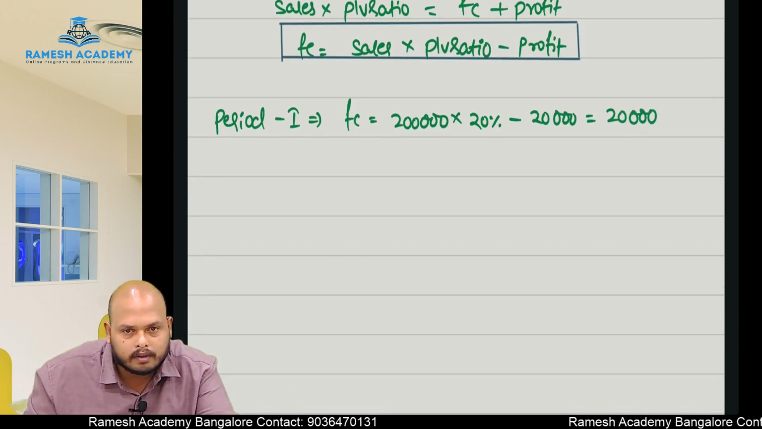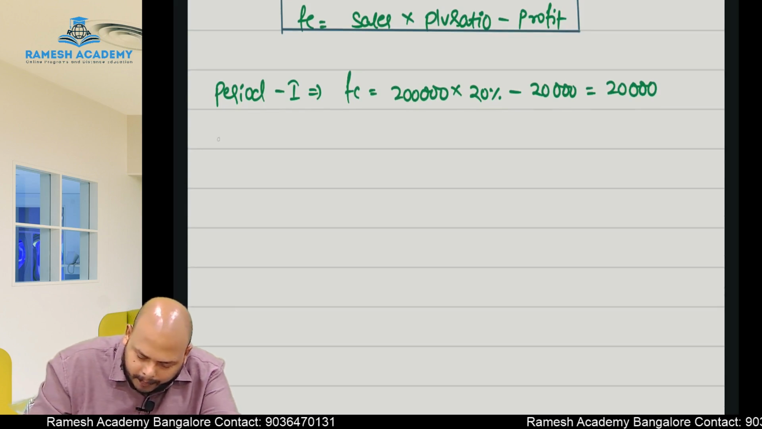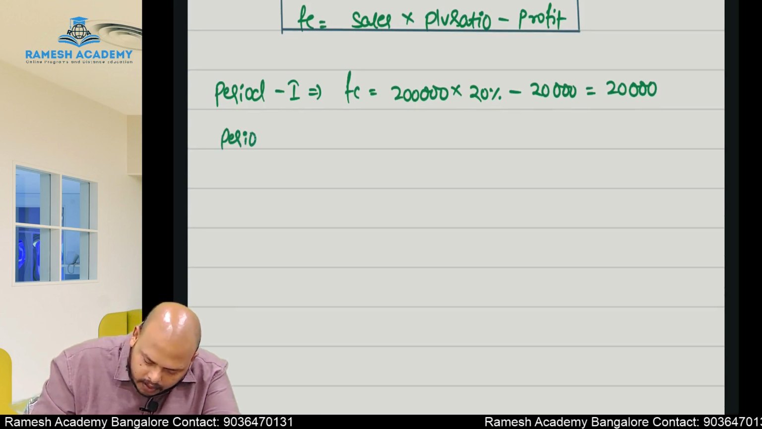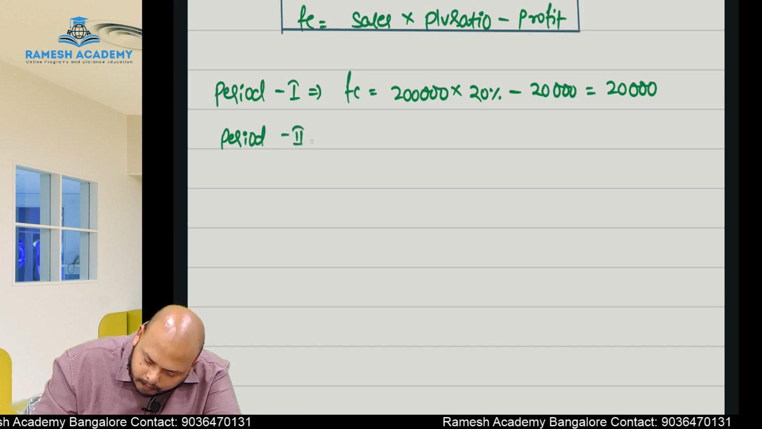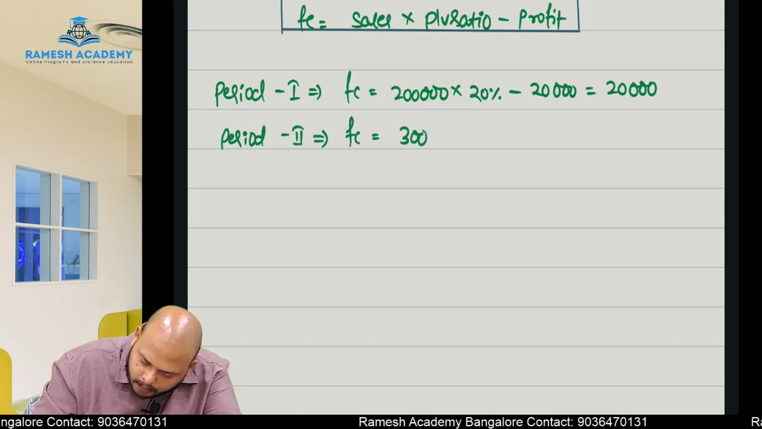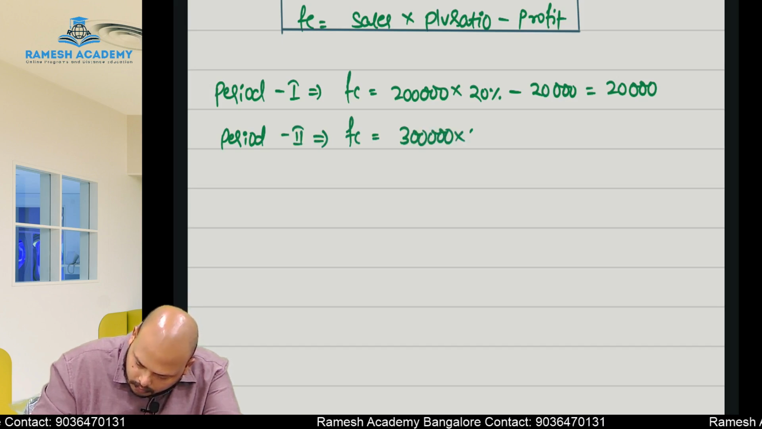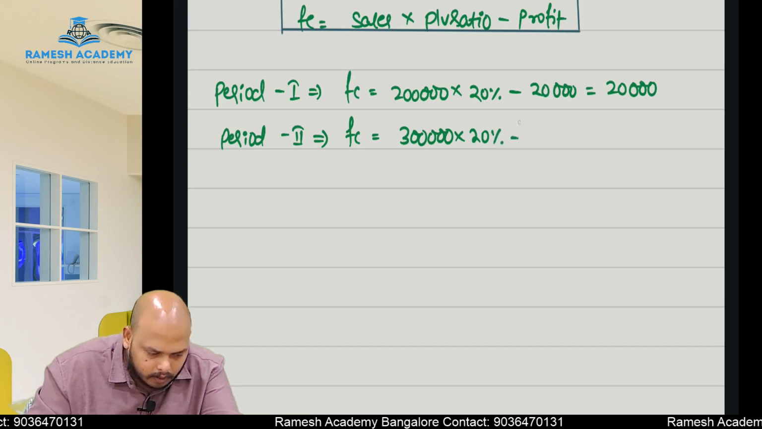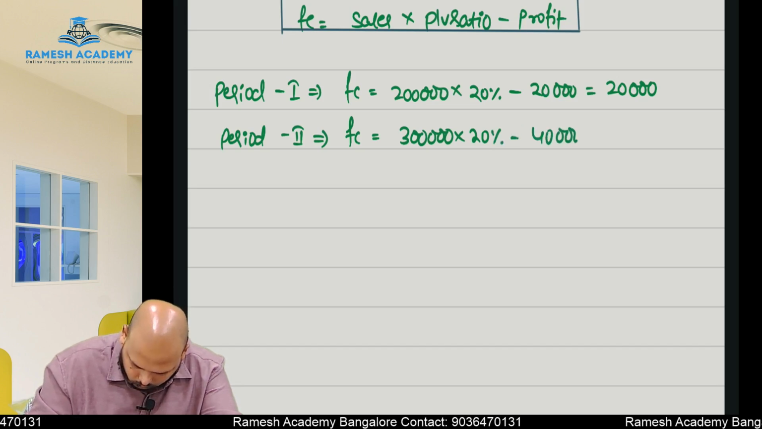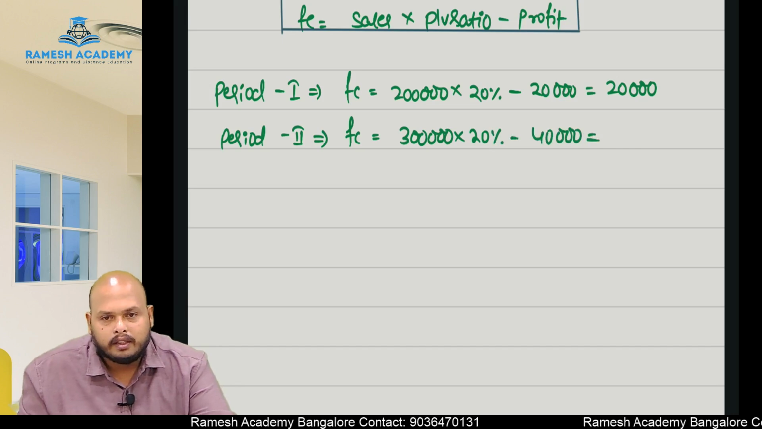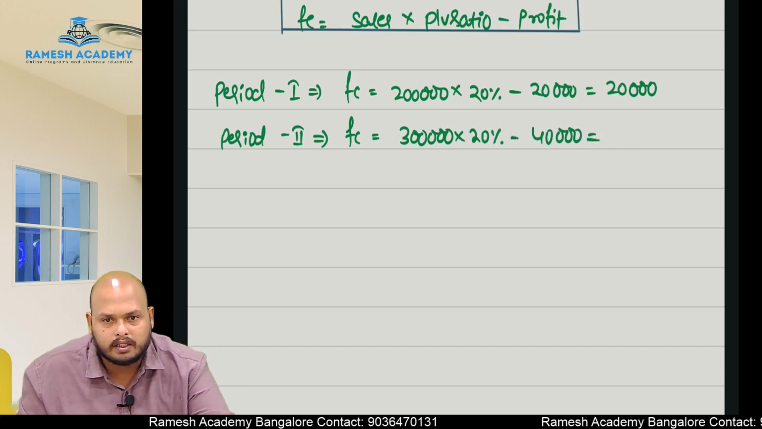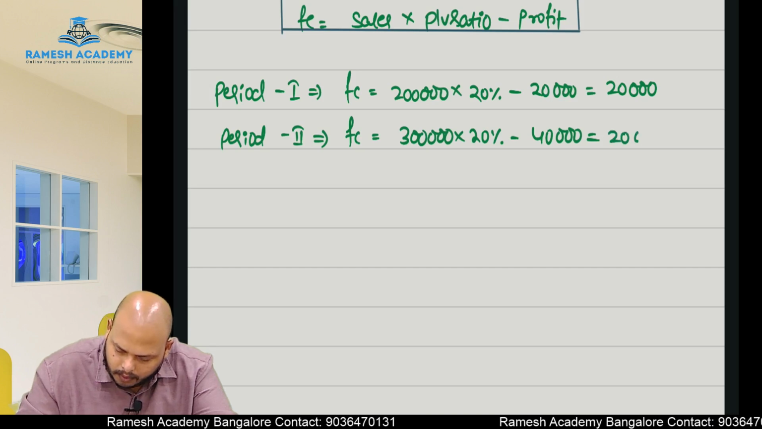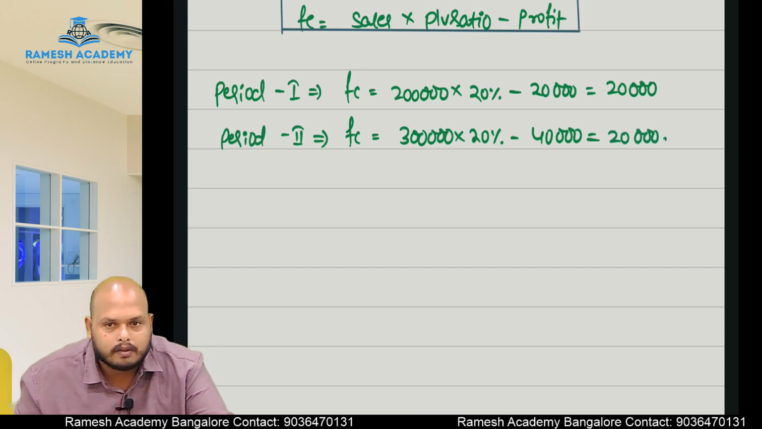How much is the fixed cost? 20,000. Sir, I want to apply in period 2. Yeah, you can apply. Still, the answer remains the same. Period 2, fixed cost is equal to, sales is how much? 3 lakhs into 20% is 60,000. 60,000 minus 40,000, 20,000. So fixed cost also we got.